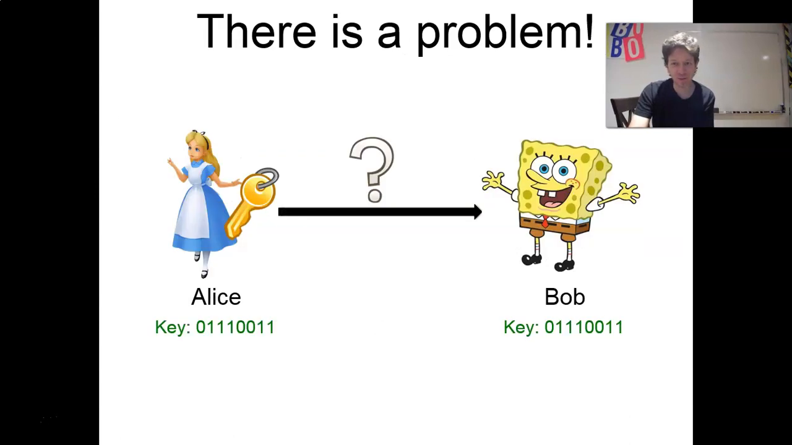But there is a problem here. The problem is, how does Alice get the key to Bob? That's the problem. If Alice simply sends the key, well, the key can be intercepted by an eavesdropper. And then what's the point?